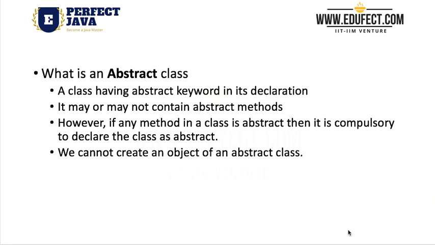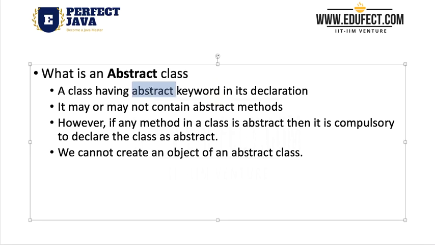Let's look at another very important concept, which is an abstract class. What is an abstract class? An abstract class is a class which has the abstract keyword in its declaration. So where we say public class, if we say public abstract class, it means it's an abstract class.